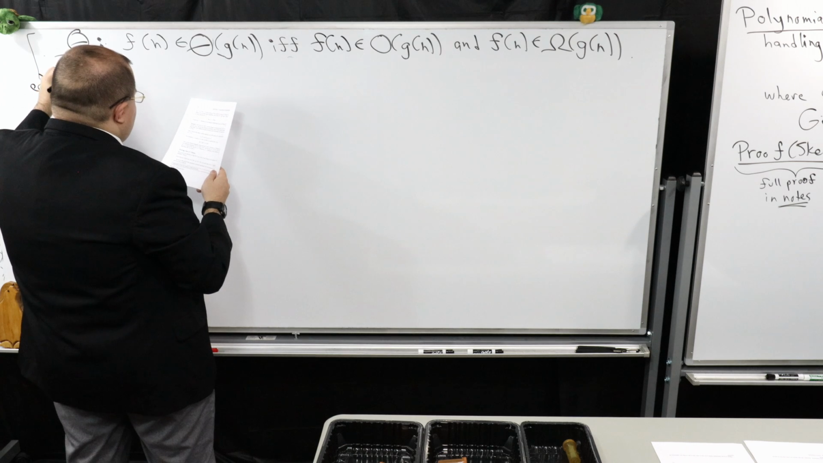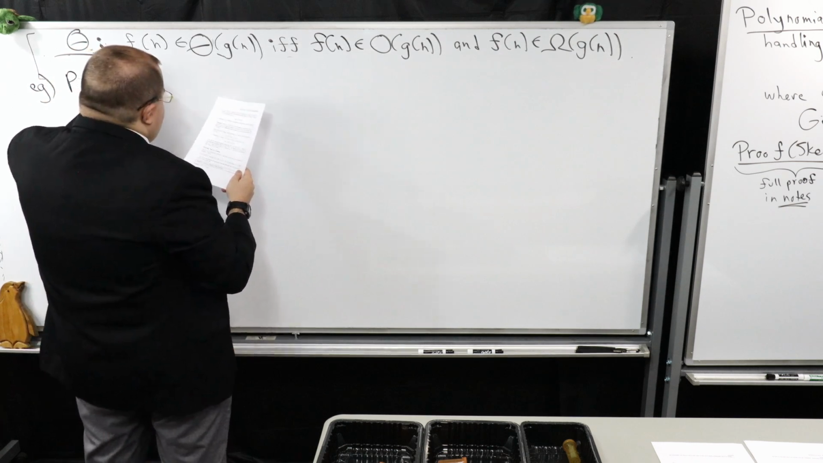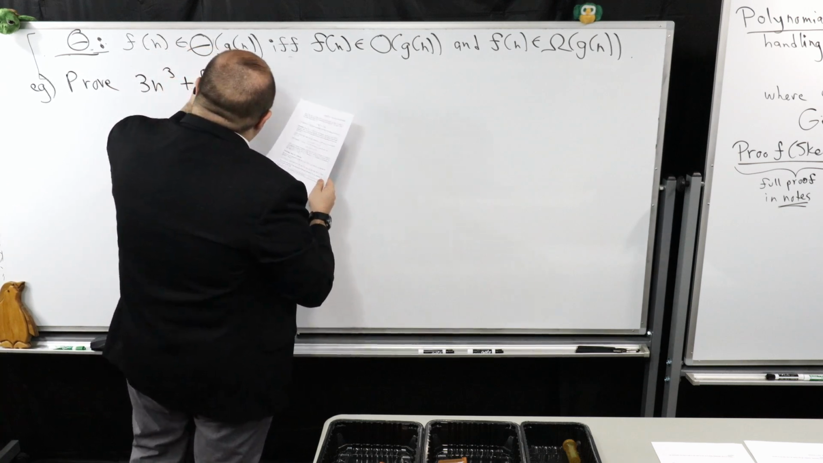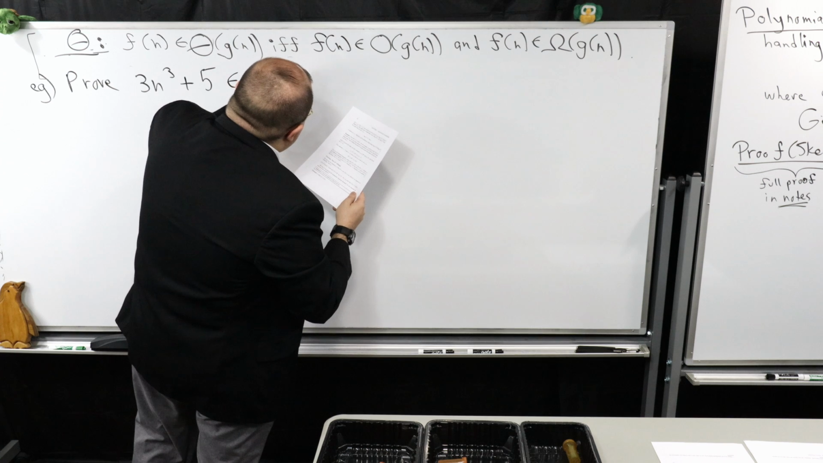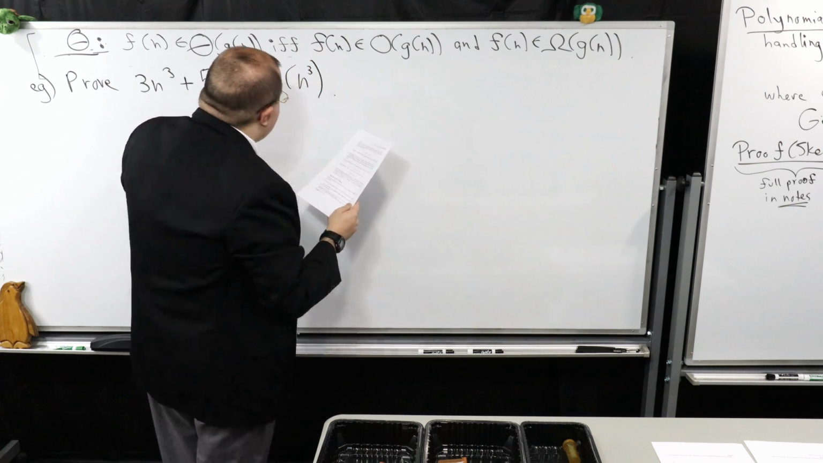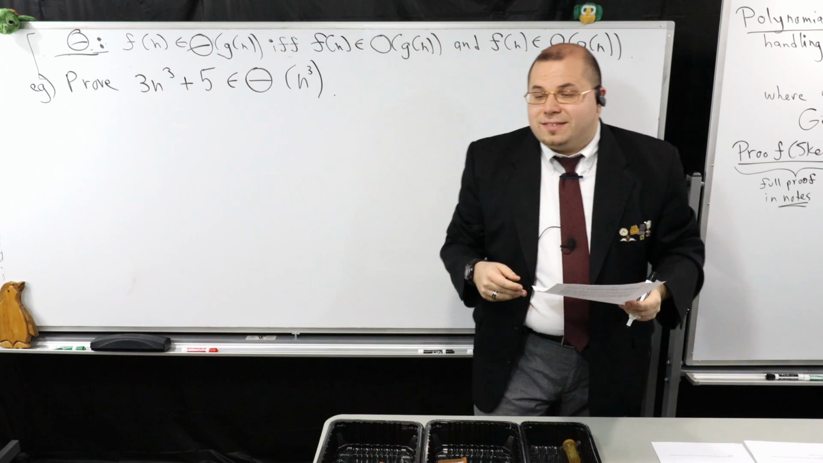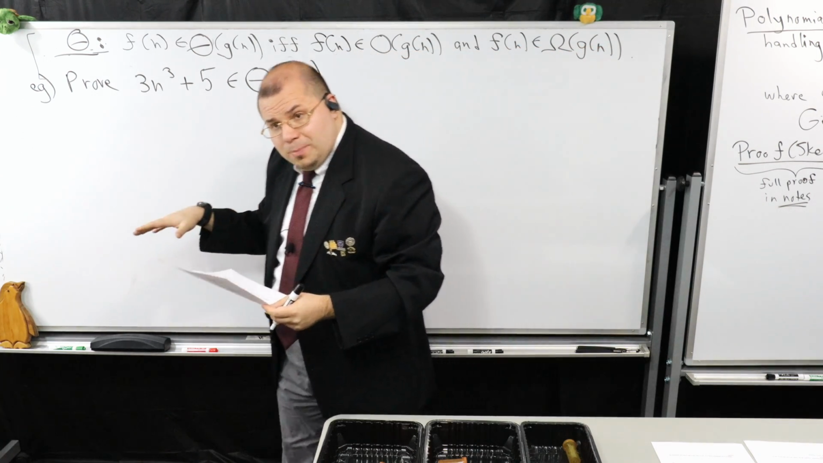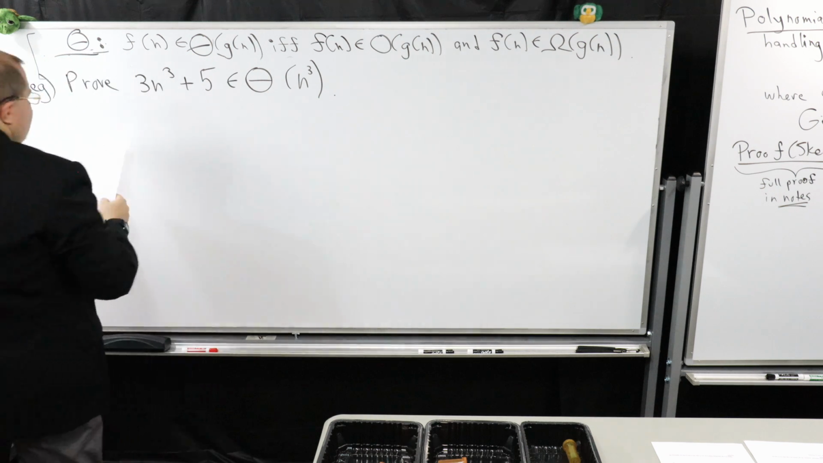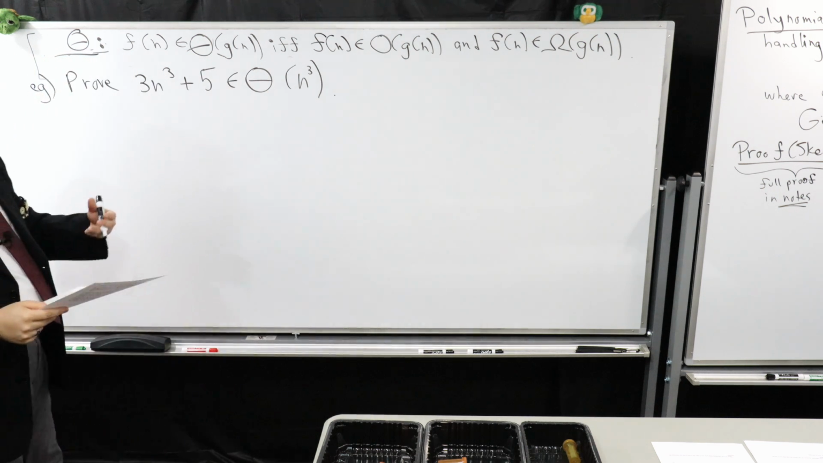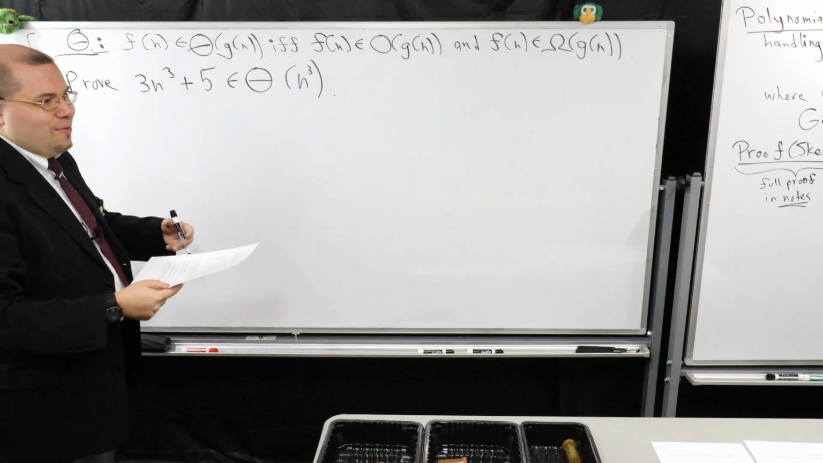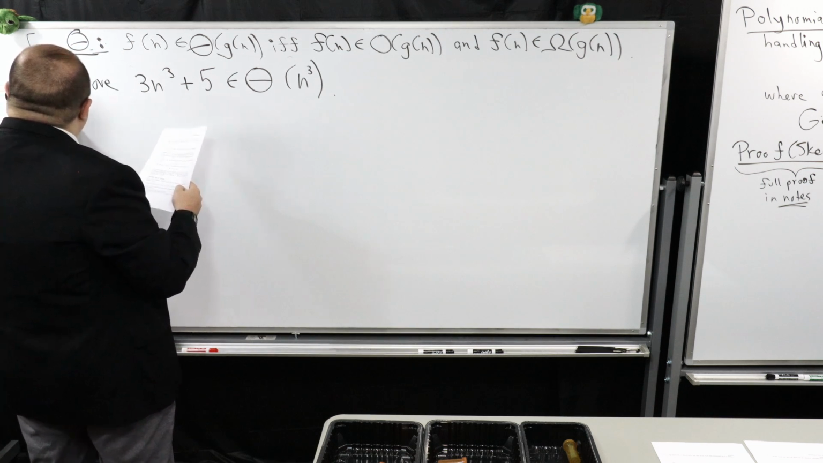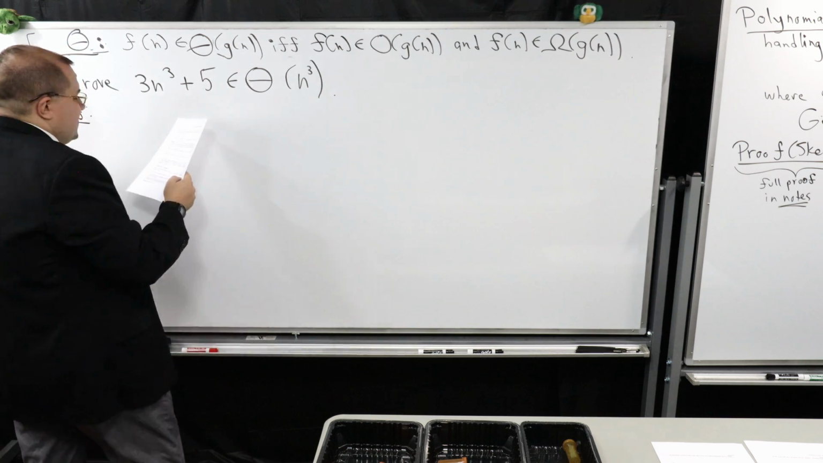So I'm going to prove that 3n cubed plus 5 is big theta of n cubed. Remember, like I said, you could do the big O and big omega separately. Sometimes that's helpful if it's a little bit more complicated. Other times you'll find that the C's tend to be very closely linked to one another, and it kind of wastes a lot of space when you try to write this out. So this is one of those examples.